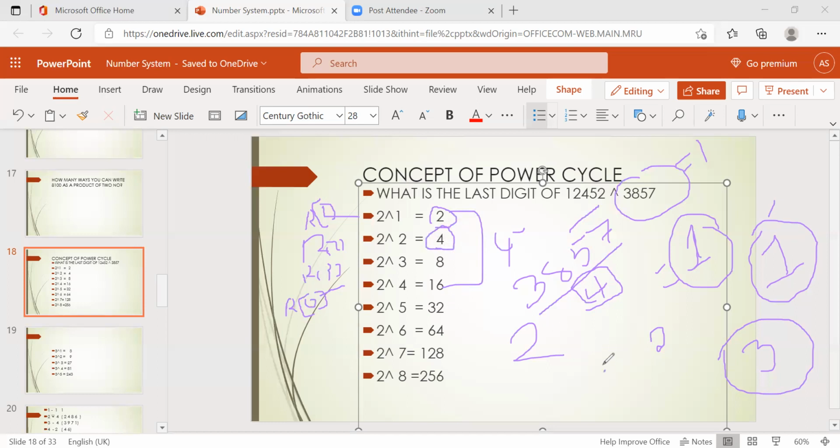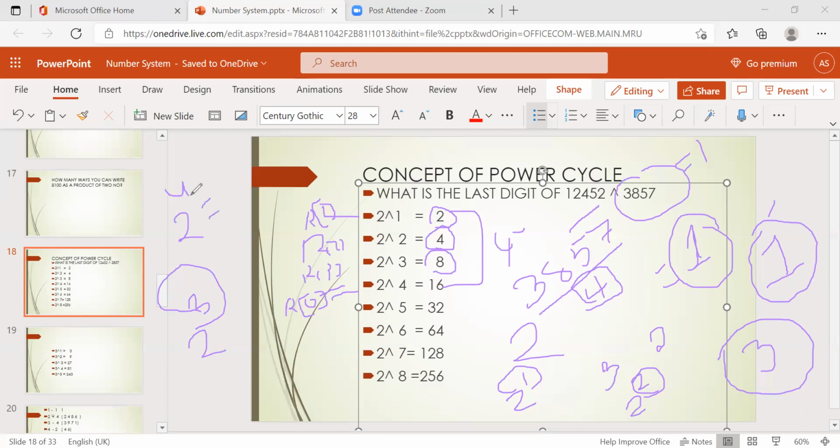And if you got remainder 3, then the unit digit is 2 power 3. Whatever the number, just take that power. So remainder 1, 2 power 1. Remainder 2, 2 power 2. If remainder 3, 2 power 3. And if you got remainder 0, then you have to take 2 power 4.